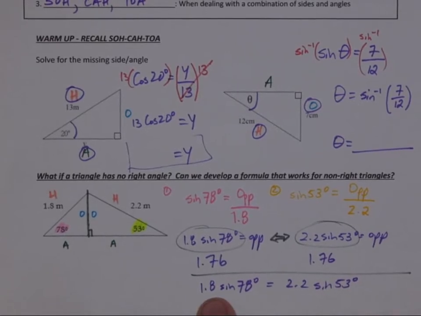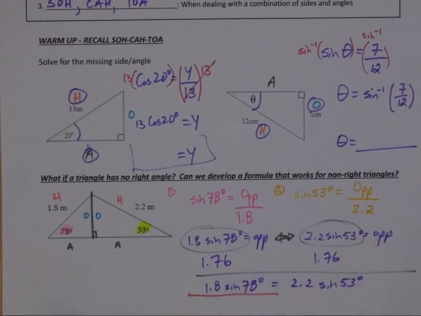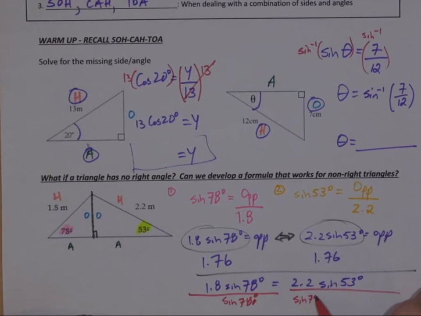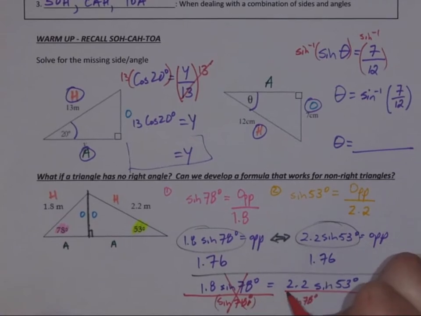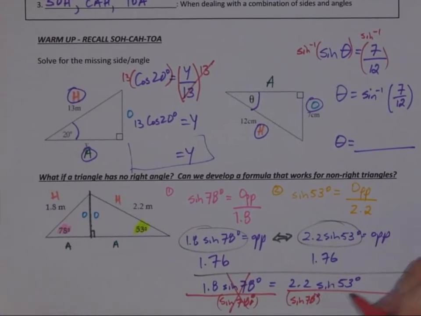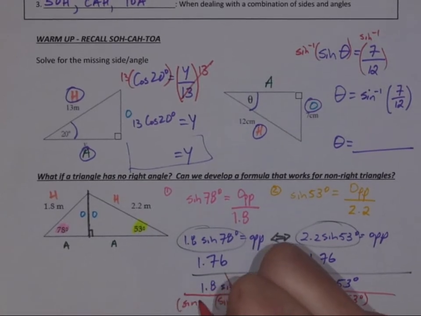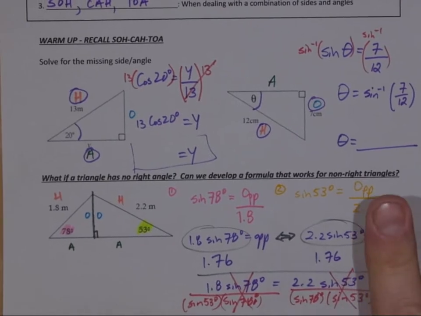Now, I'm going to do something really random here. On this side, I want to get that 1.8 by itself, so I'm going to divide by sine 78 degrees here. Whatever I do to the left, I've got to do to the right, so I divide by sine 78 degrees here. That sine 78 is gone. At the same time, if I want to get rid of the sine 53 on this side, I divide by sine 53. I need to divide the left by sine 53. Sine 53 divided by sine 53 is 1. So we have something left over here.